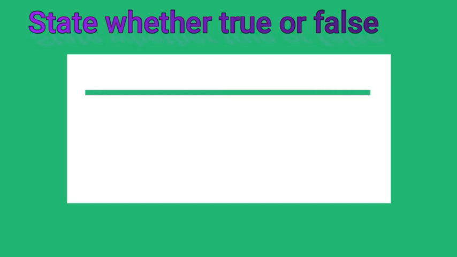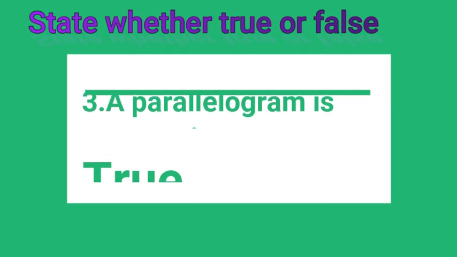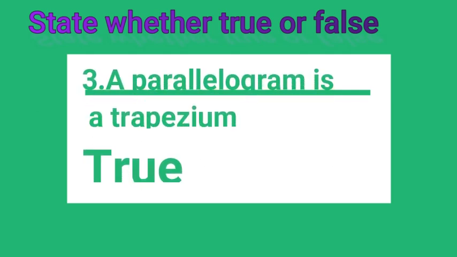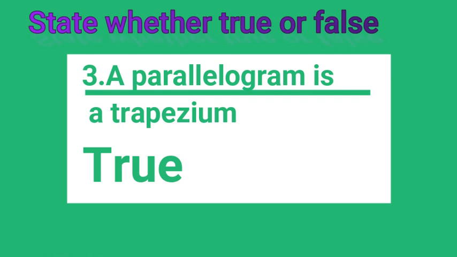But a parallelogram is a trapezium. Is it true or false? It is true, because all parallelograms are trapeziums. Why? Because a trapezium is a quadrilateral with one pair of opposite sides parallel. And a parallelogram is a quadrilateral with sides parallel and equal. In a parallelogram we can tell two pairs of sides, but in this condition one pair is satisfied. So we can tell a parallelogram is a trapezium.